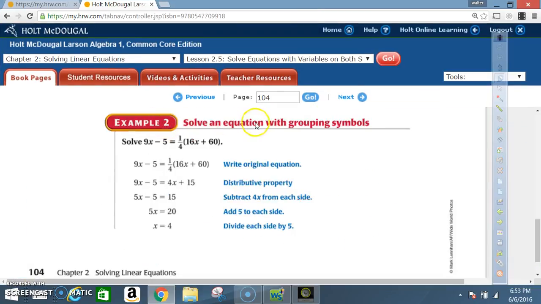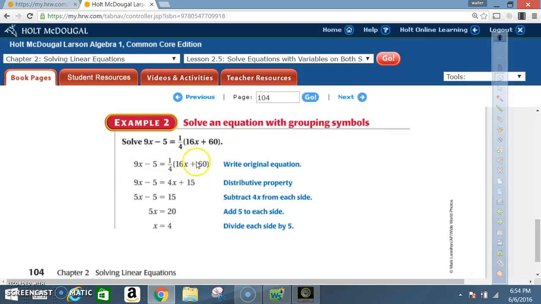Example 2, solve an equation with grouping symbols. We got 9x minus 5 is equal to 1/4 parentheses times 16x plus 60 close parentheses. Step 1, write the original equation. 9x minus 5 is equal to 1/4 times 16x plus 60.